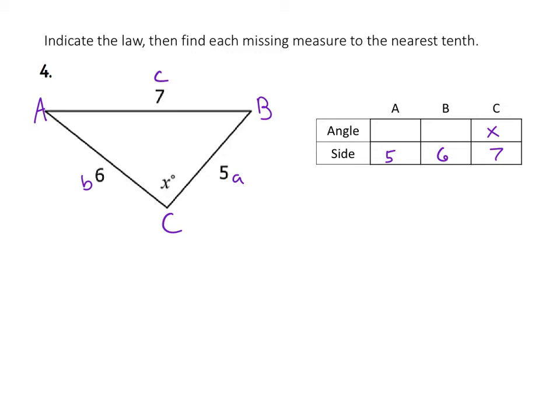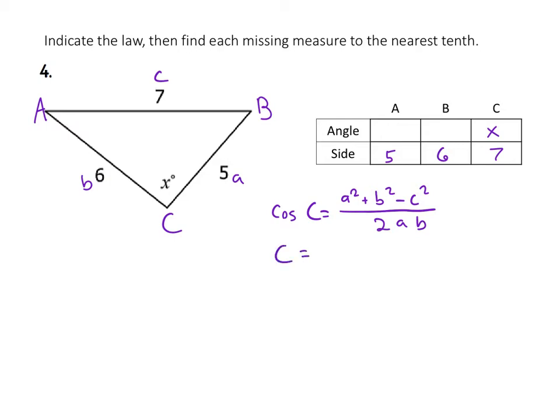I'm going to use the alternative form of my law of cosines, and that is the cosine of C equals A squared plus B squared minus C squared over 2 times A times B. And I can substitute everything in. When I do that, I'm also going to move the word cosine over to the other side, so I'm going to take the arc cosine of that entire side. So let's see how that looks.